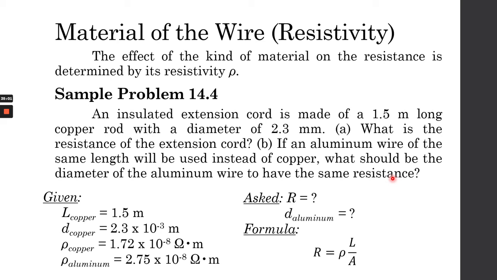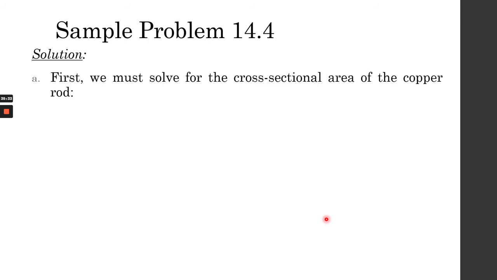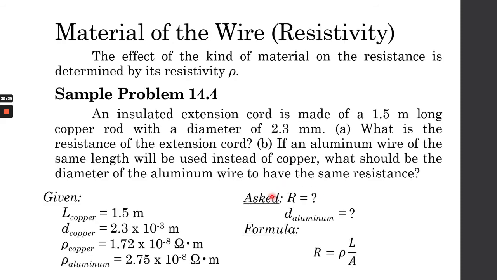And the formula that we have to use is our resistance formula. Resistance is equals to rho times the length divided by the area. So we know that this should be our equation kasi ngayon ang pinalitan natin is yung material makeup. So maapektuhan yung ating rho. So ibig sabihin, we have to use this equation to solve for the resistance and for the diameter ng new material natin. Solution. To get the resistance ng copper rod, we have to use this equation then to get the resistance of our copper rod.